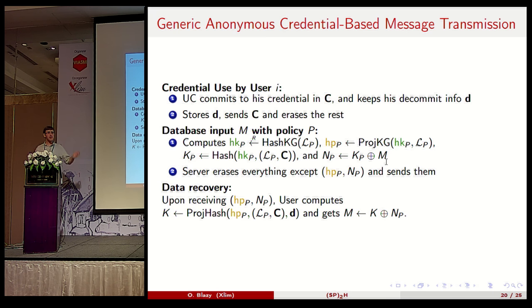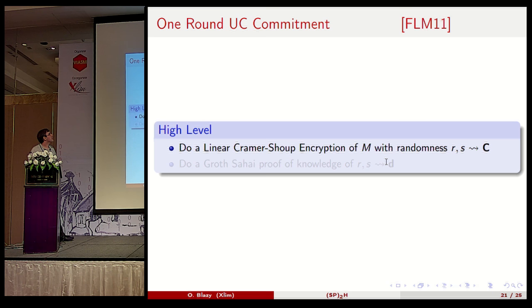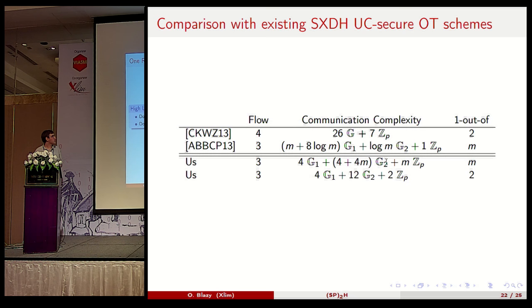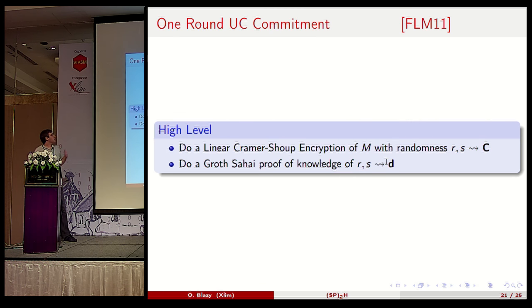There are many examples of commitments with this property, but only one of them has the nice property of having the decommit information be a group element. So we are going to focus on the FLM11 UC commitment. From a high level, this paper has a linear Cramer-Shoup encryption of some word M. The important part is that they do a Groth-Sahai proof of knowledge of the exponent of the randomness used in the encryption to achieve the UC security. Thanks to the Groth-Sahai proof, they are able to equivocate their commitment if need be. So why are we interested in that?